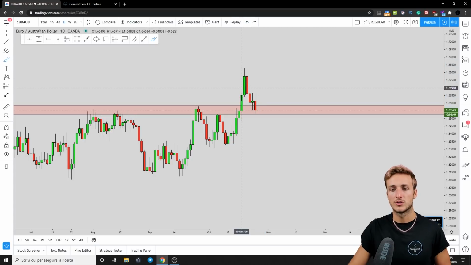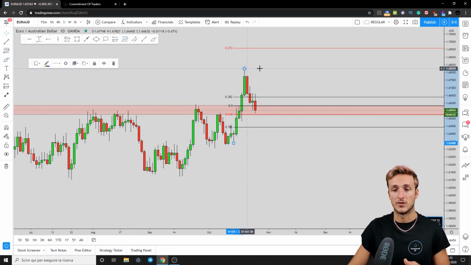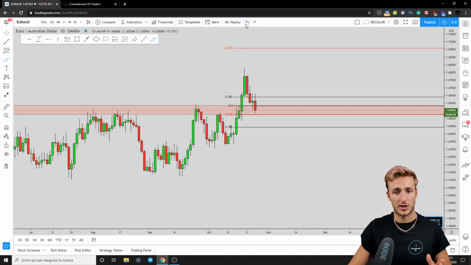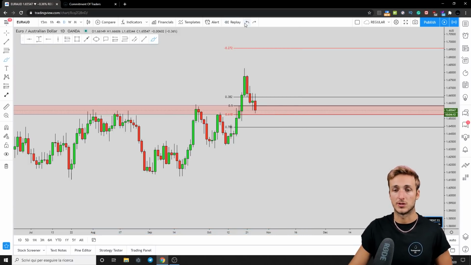Now, what we can also see is that after an impulse, if we want to measure the correction, what we have to do is take our Fibonacci from the low to the high of the impulse. And what we can see is that currently we are in between the 50% and 0.618 of the Fibonacci taken on the impulse. So definitely a strong support area. Why support? Because all this area here, as we said earlier, was resistance.